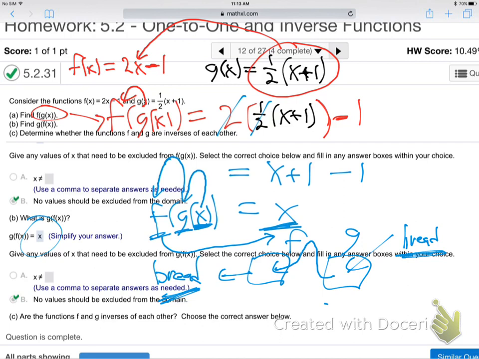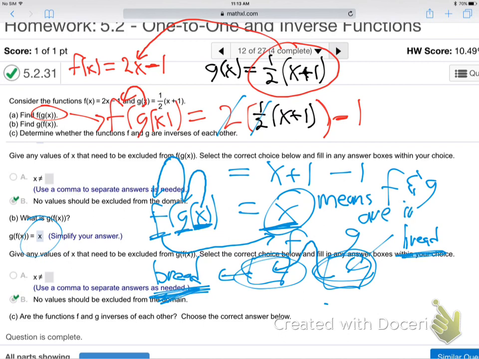Oh, they're the inverse of each other. They're undoing each other, aren't they? Whatever the first machine did to it, the second machine undid because it came back the way it started. That proves they're inverse functions of each other. They're doing the opposite of each other, aren't they? And that's how they have you test that. Basically, when the answer comes out X, that means f and g are inverse functions of each other.